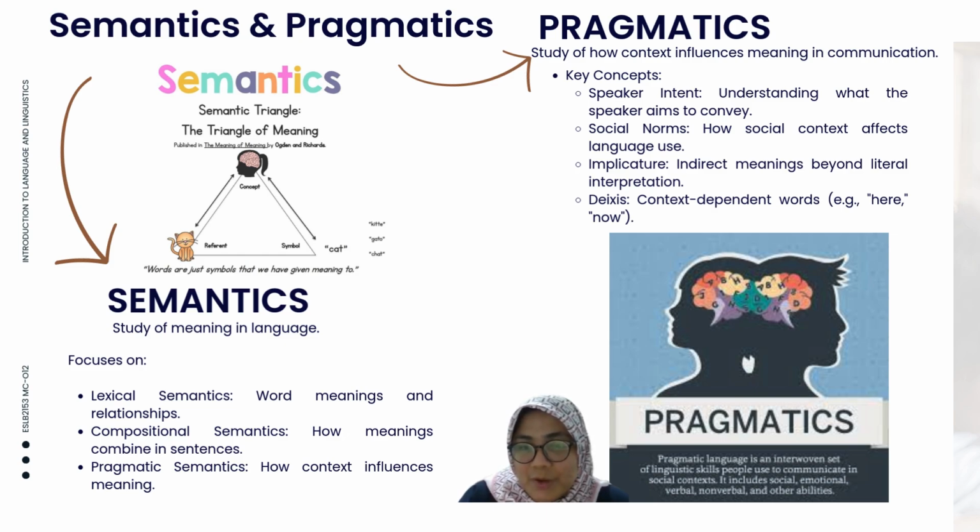Third is pragmatic semantics. This area examines how context influences meaning. It highlights that the same word or phrase can have different meanings depending on the situation in which it is used. Now, moving on to pragmatics, which is the study of how context influences meaning in communication.